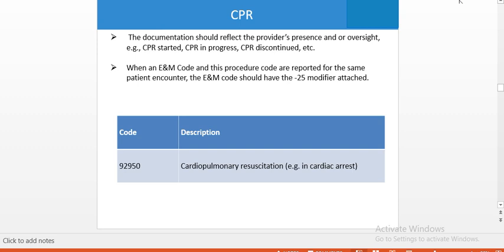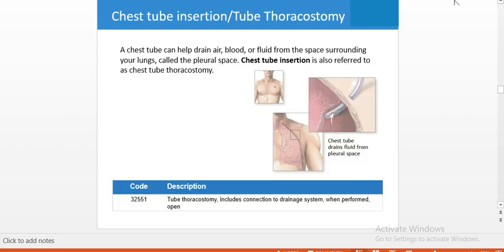So when an E&M code and this procedure code are reported for the same patient encounter, the E&M code should have the 25 modifier attached. So whenever in the ED the physician performs CPR, we need to code 99282 to 99285 and we need to add the 25 modifier to those E&M codes. Mostly, as per the code description, CPR will be performed during the cardiac arrest.